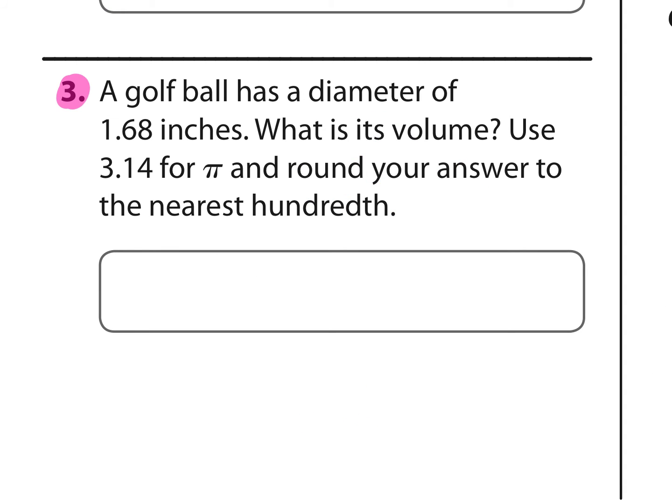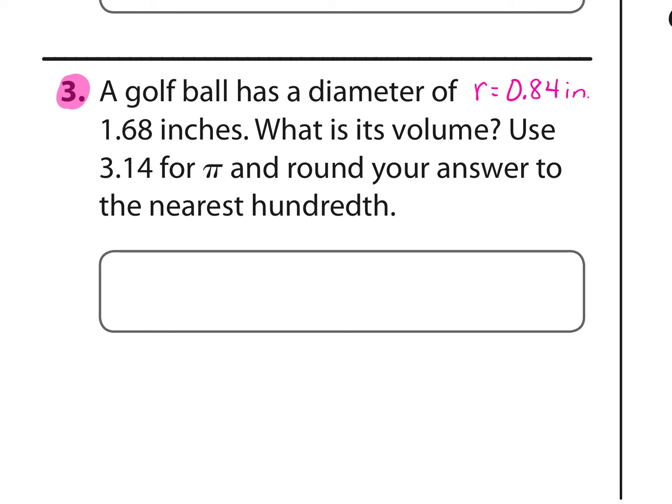Number 3, a golf ball has a diameter of 1.68 inches. And when we see diameter, we want to go ahead and calculate the radius because we need radius for all of our volume formulas that involve circular figures. And so the radius is half of 1.68, which comes out to 0.84 inches. And then it asks for the volume.